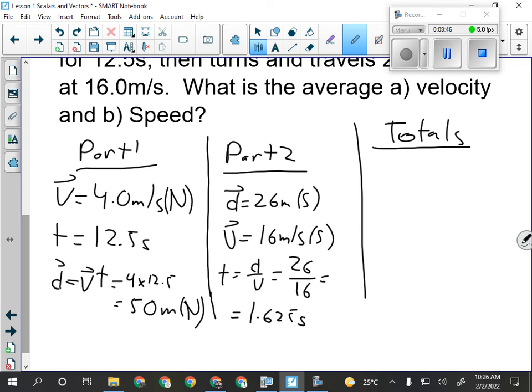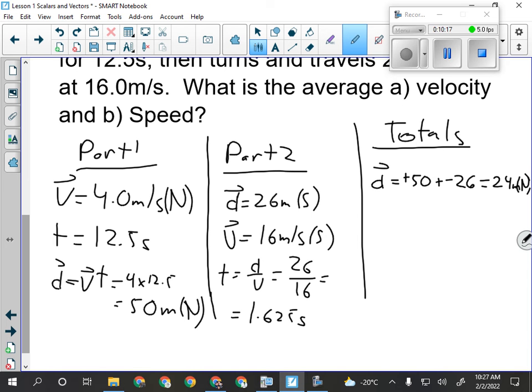Okay. So my total displacement is that I went 50 meters north and then 26 meters south. So I'm going to have positive 50 plus negative 26. Okay, or minus 26, whichever way you want to look at it. I'm assigning negative to south and positive to north here. All right, so my total displacement is going to be 24 meters north. Everybody all right with that?